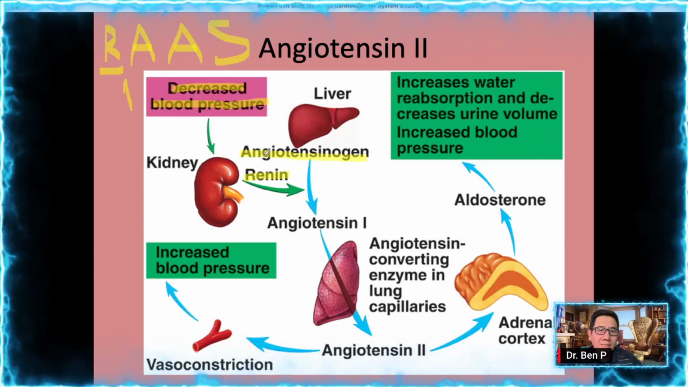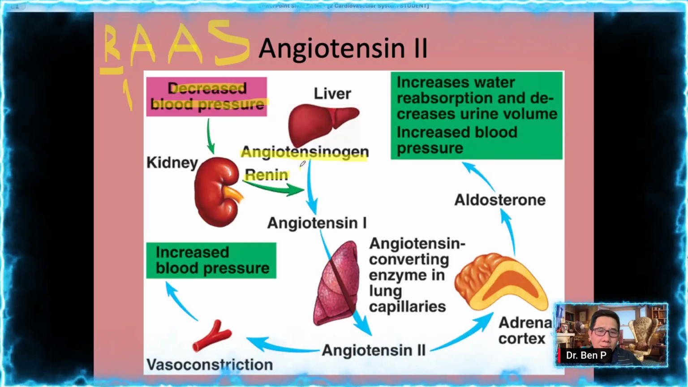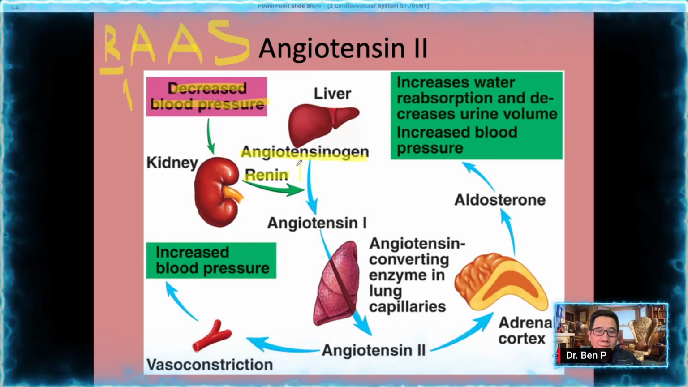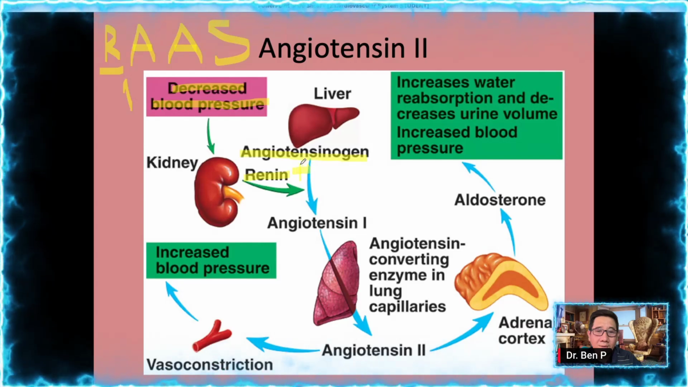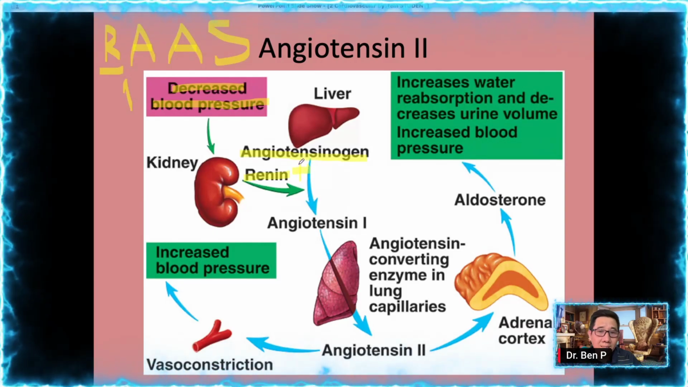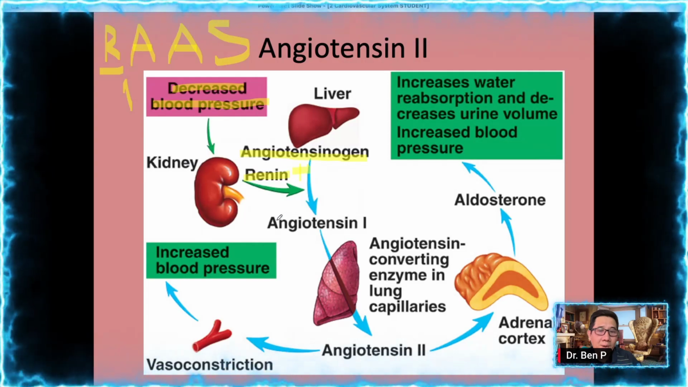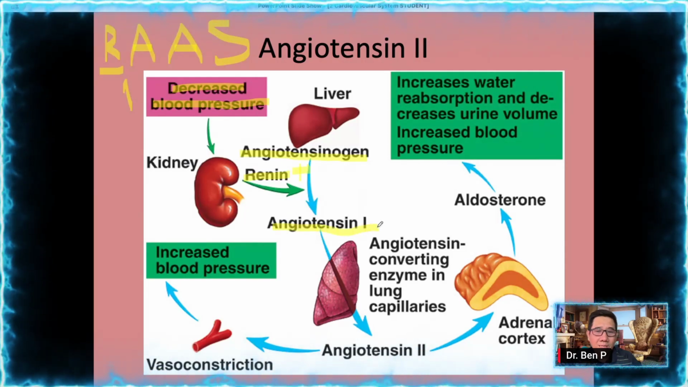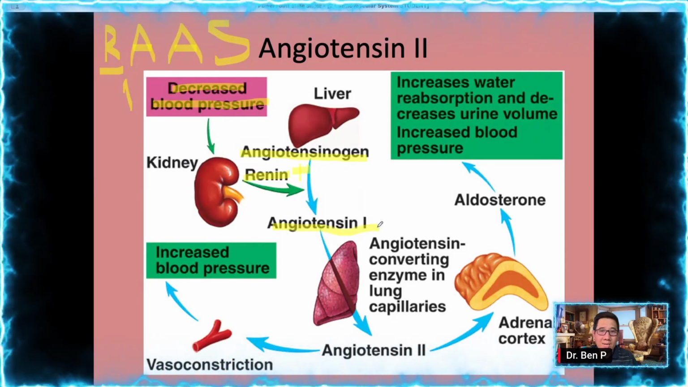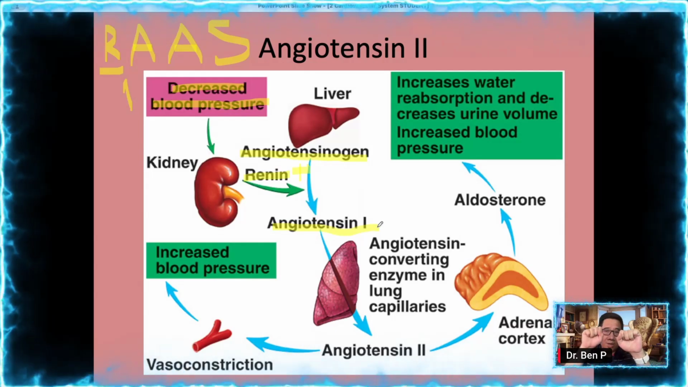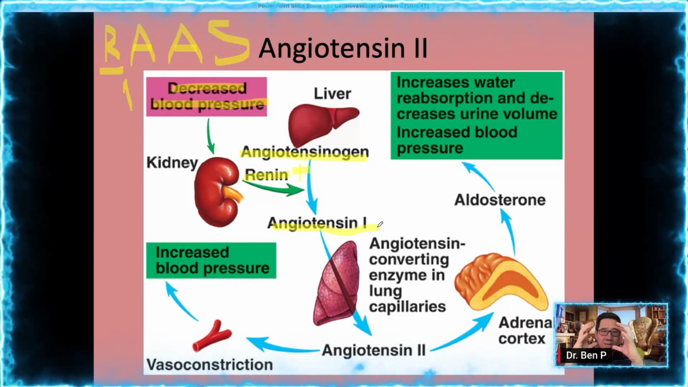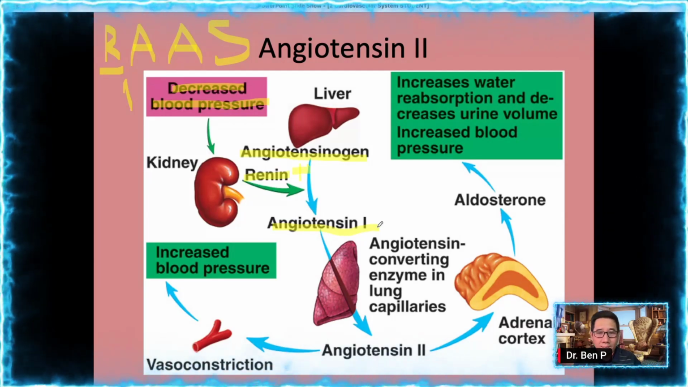When angiotensinogen meets renin, they fall in love. They combine together, these two guys seeing each other and combining, to make angiotensin 1. So now you have angiotensinogen and you have renin. When they combine, they become angiotensin 1. Okay?